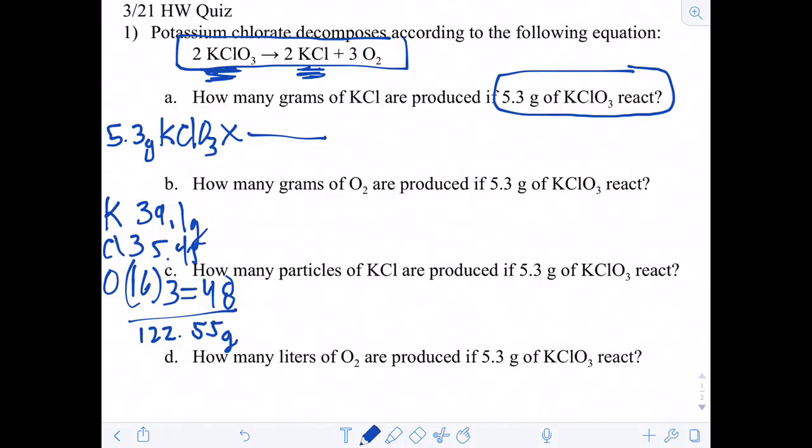Awesome. So that weight goes right here. Why did I put this on the bottom and not the top? Because I want to cancel the units. Exactly. So I want this gram unit to cancel and leave me with 1 mole of potassium chlorate. I could have written this conversion factor the other way around. I could have put that weight on top and moles of potassium chlorate on the bottom.